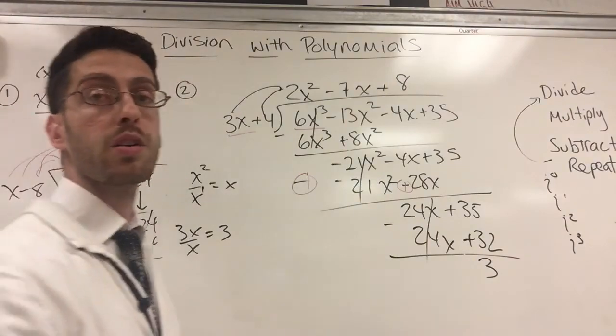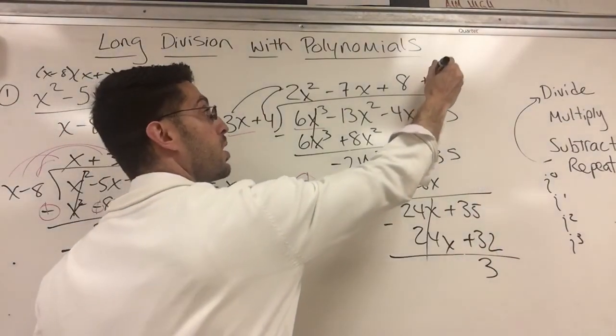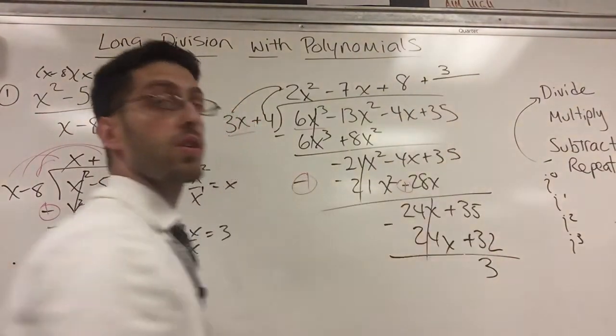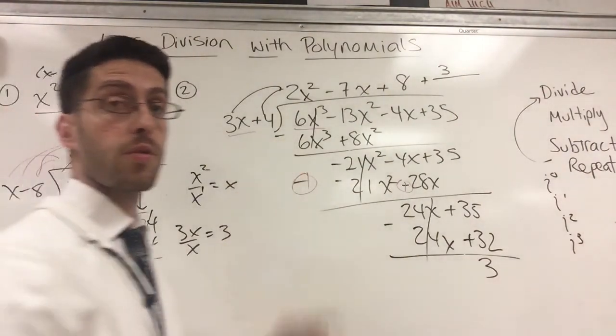How do you write your remainder? If it's positive, you can put a plus here. Plus 3 over whatever this divisor was, 3x plus 4.